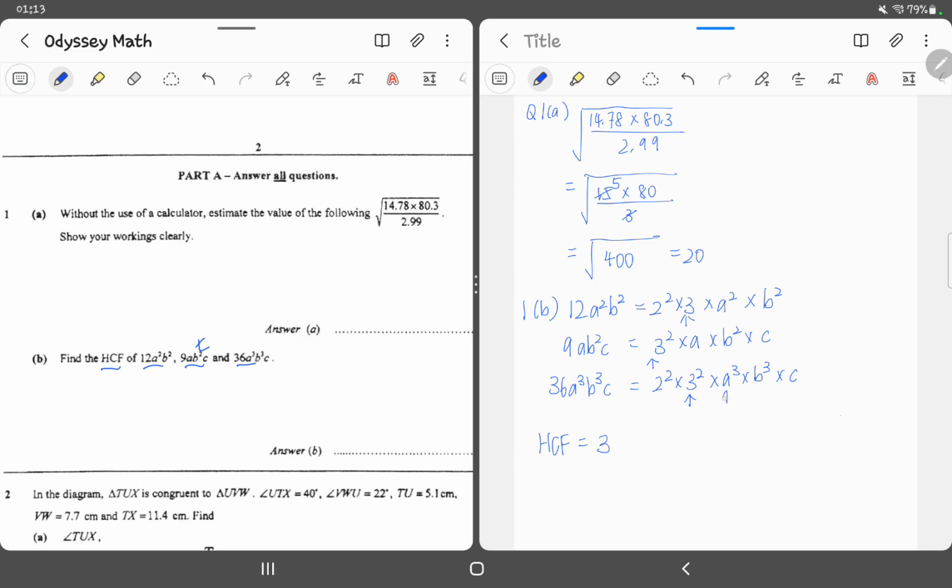For base a, we have a cubed, a and a square, we take the lowest, so times a. For base b, b cubed, b square, b square, the lowest will be b square. And for base c, there's a base c over here, but there's no base c over here, so we don't do anything. In that case, the HCF will be 3 times a times b square, which is 3ab square. And we are done with question number 1.